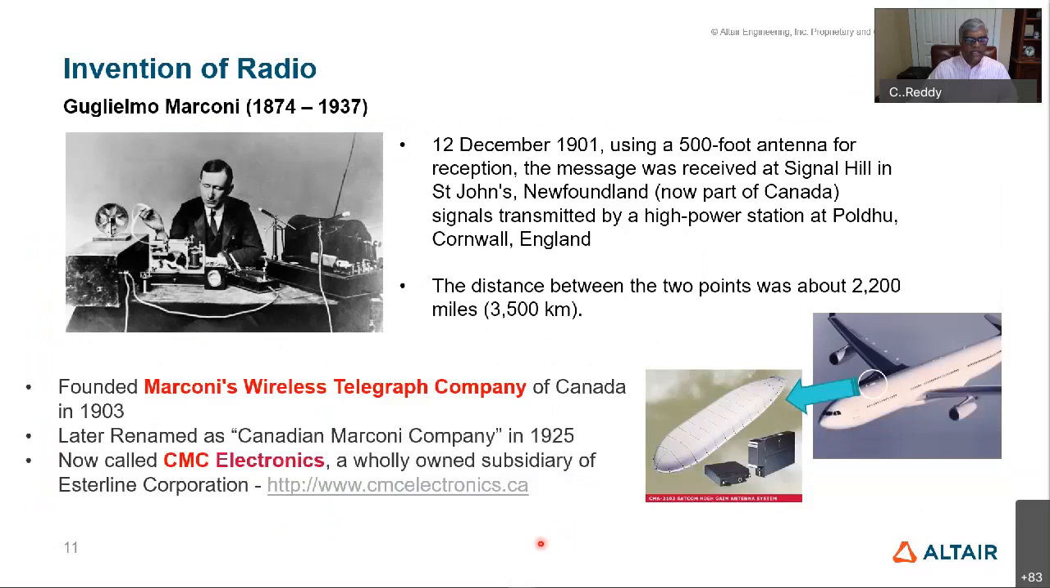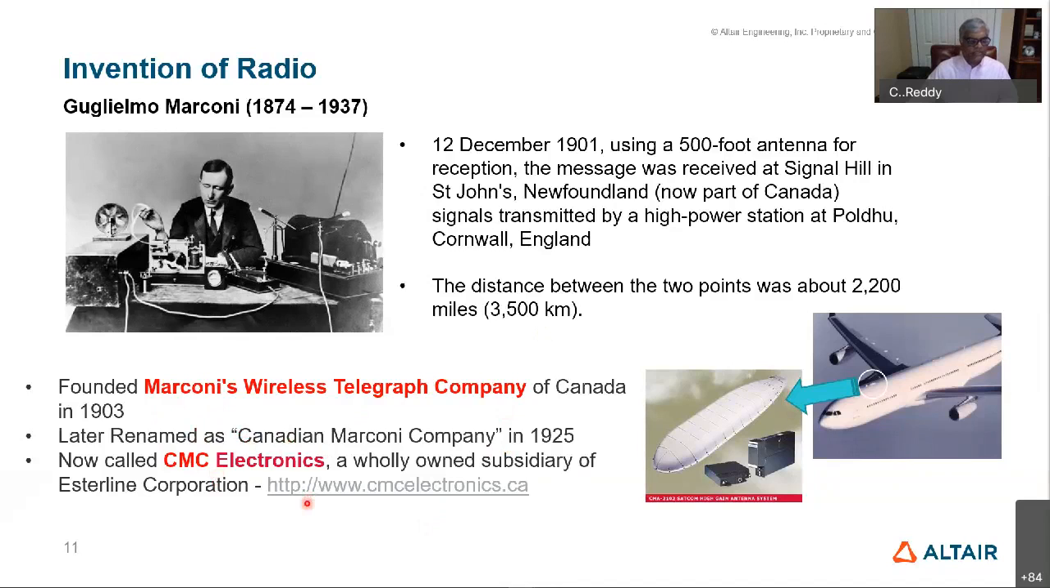Then came a little bit of a practical application by Marconi, with the invention of radio. And of course, he has done an experiment in 1901, sending signal from England to Canada, almost like 2,200 miles or 3,500 kilometers wirelessly. And of course, he has been very entrepreneurial. So he started a company called Marconi's Wireless Telegraph Company of Canada in 1903. Until recently, it has been in business. It's called Canadian Marconi Company, and then it was renamed later as CMC Electronics.